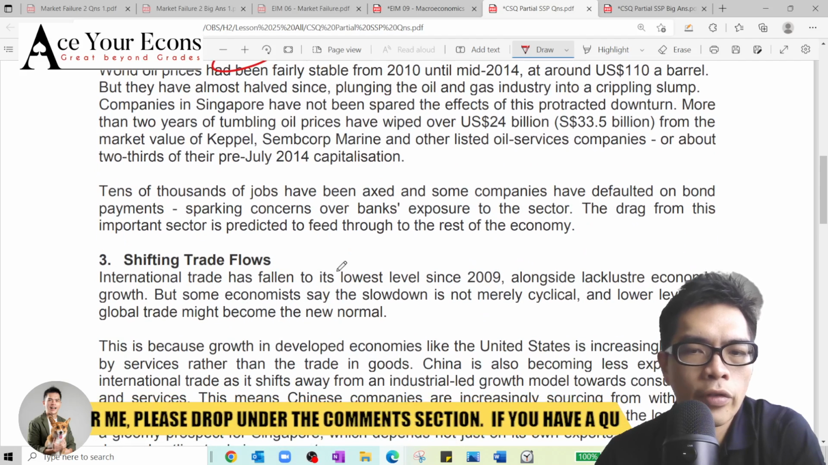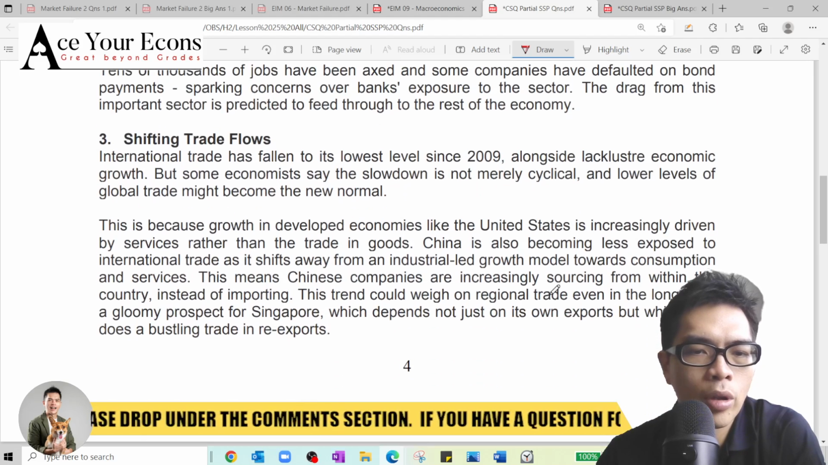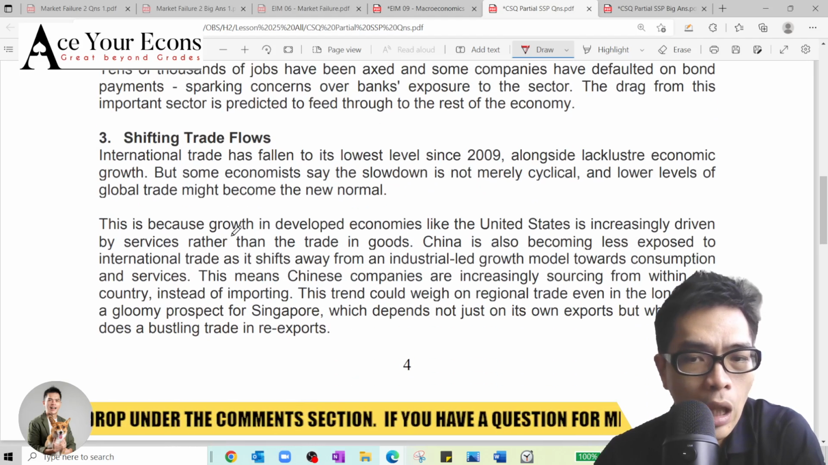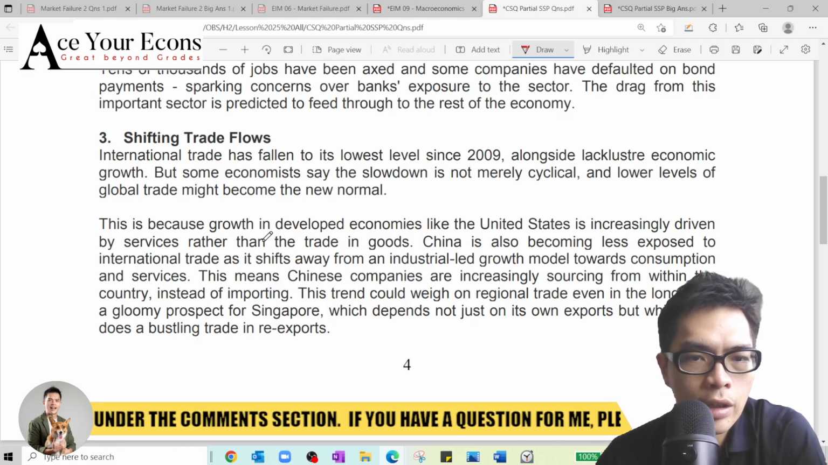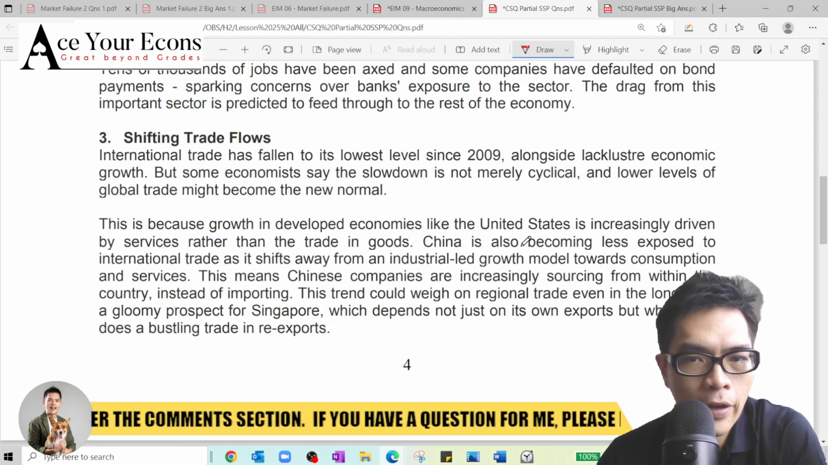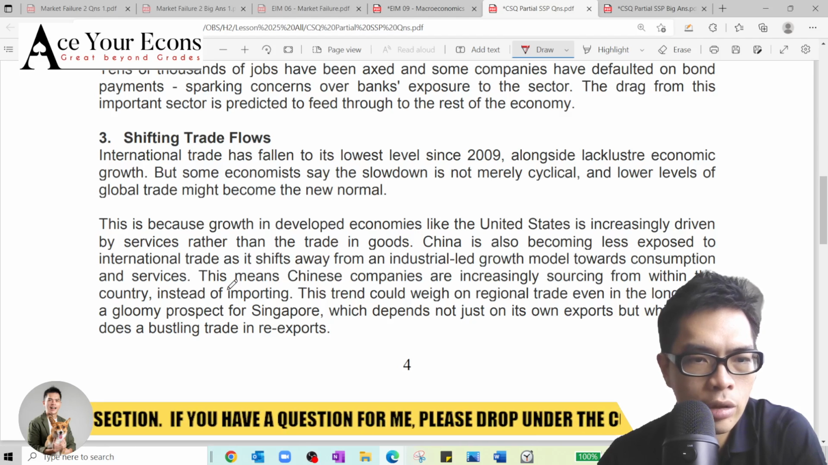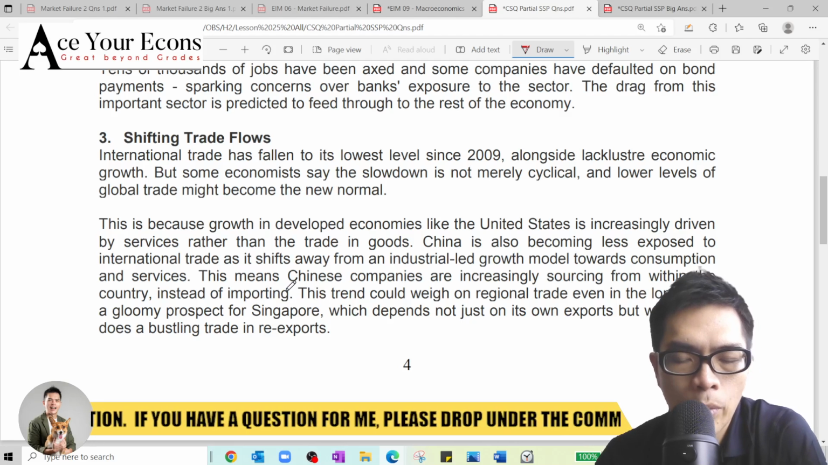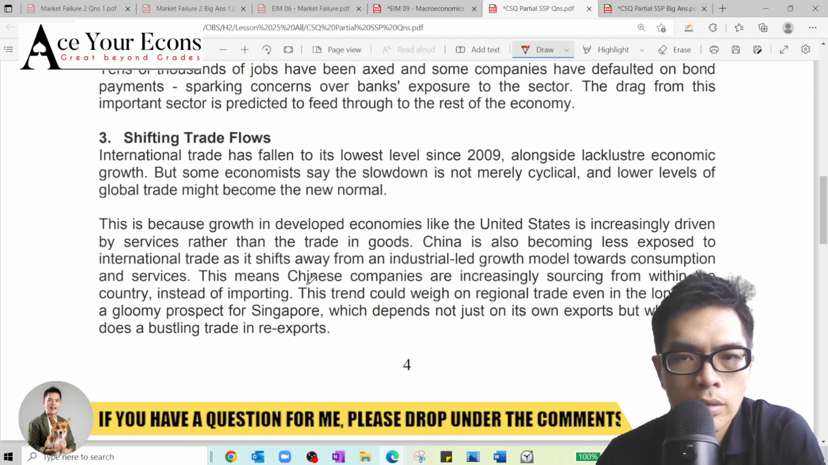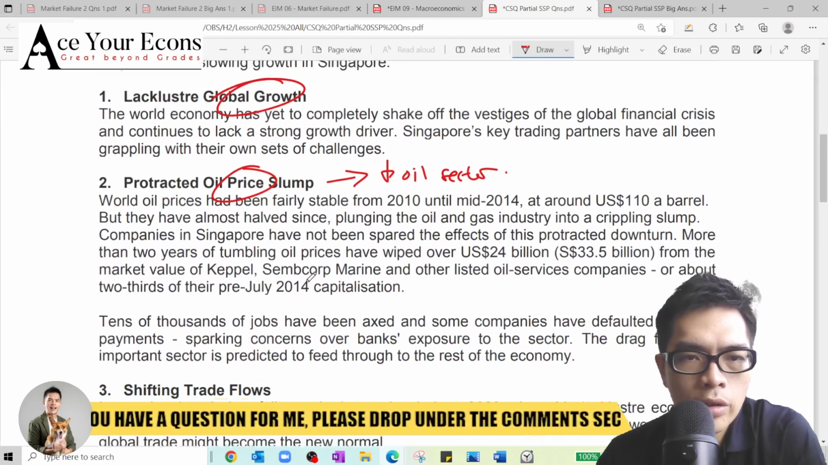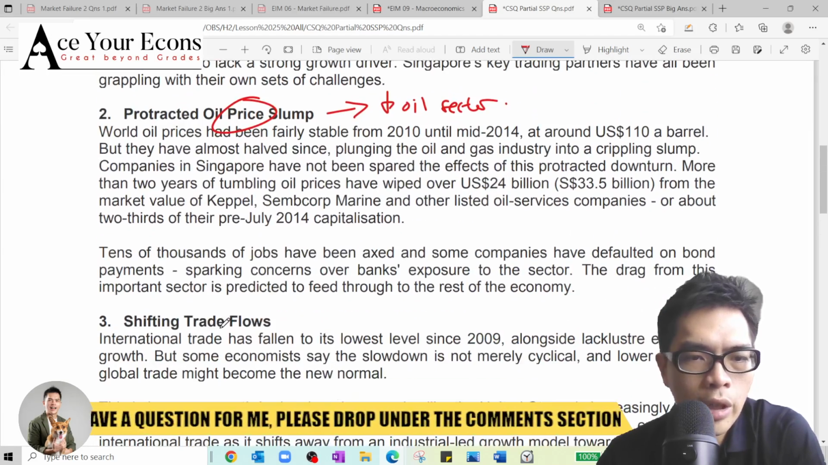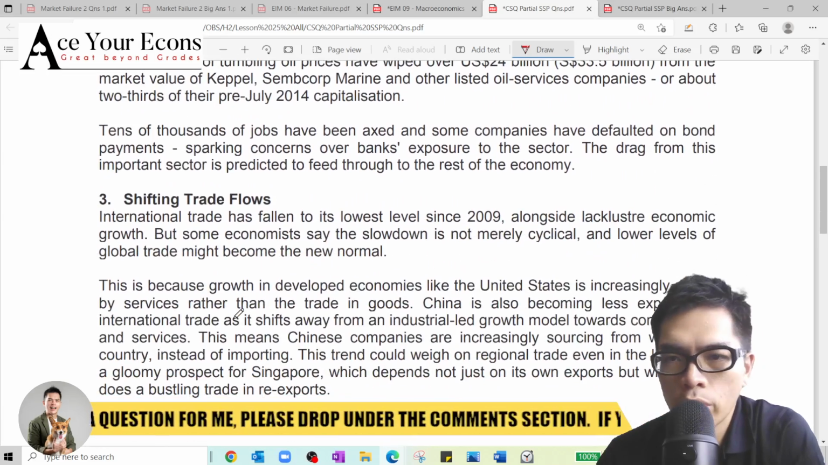The shifting trade flows tell you that it's no longer merely cyclical. There could be other forms of unemployment. You can see that there's a greater emphasis on China. China is sourcing goods from the region, not necessarily from Singapore. So you can consider any of these three to relate them to cyclical unemployment.